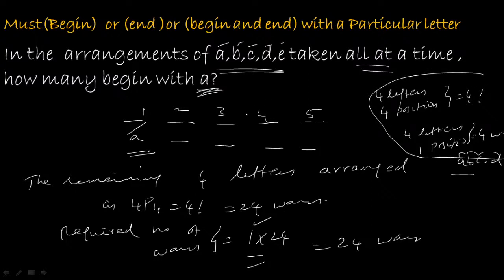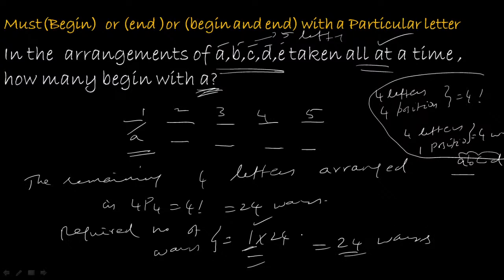So in this problem, let me take A in the first position. The arrangement is taken all at a time, and here we have 5 letters. The remaining 4 positions can be arranged among themselves in 4 factorial ways. In the first position we have only one option, that's why I take one product. The remaining arrangements are 24, that is 24 ways. I think you understand the concept now.